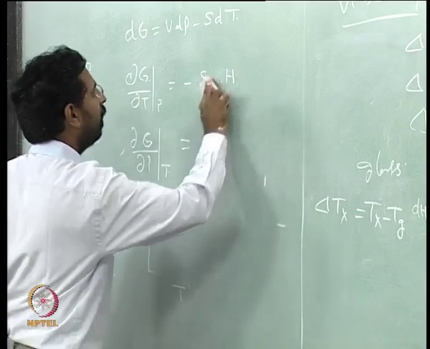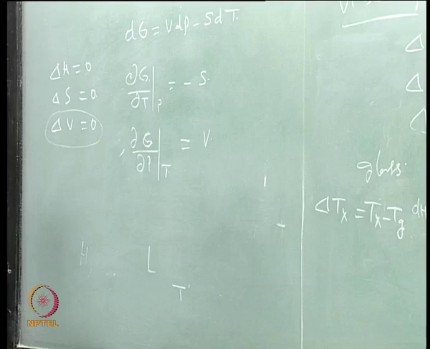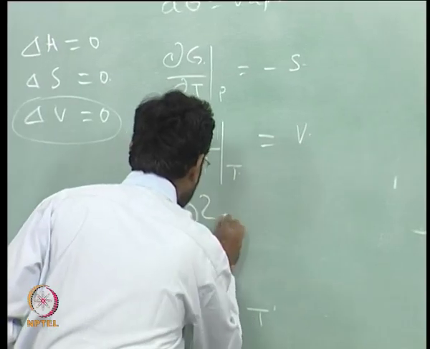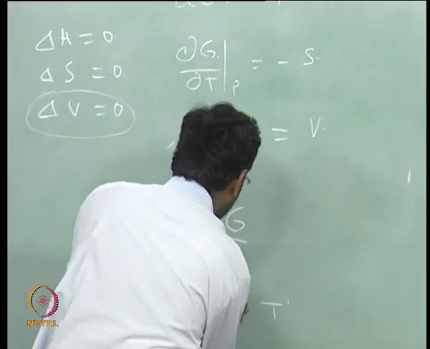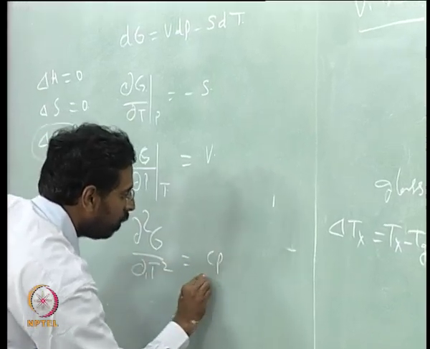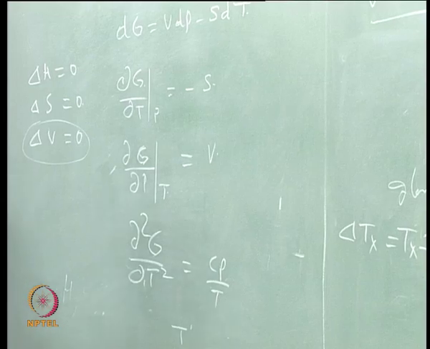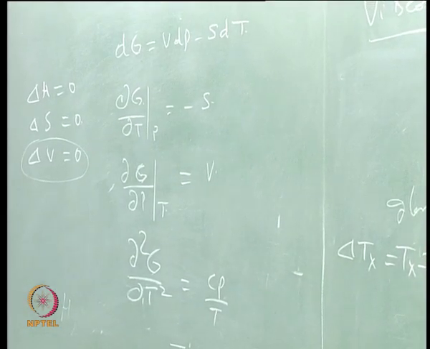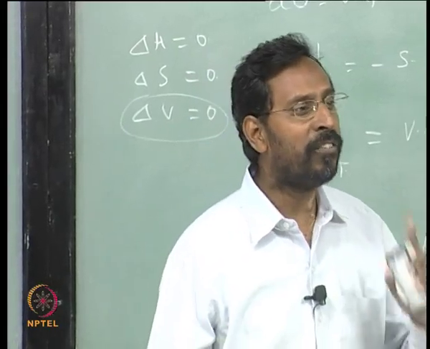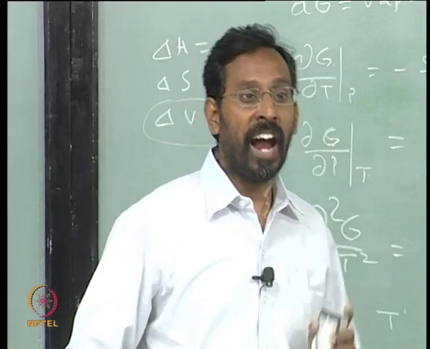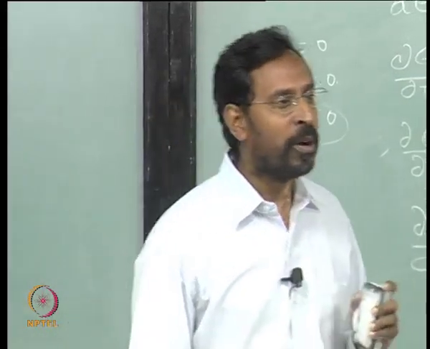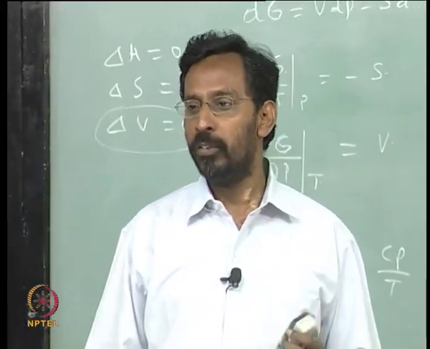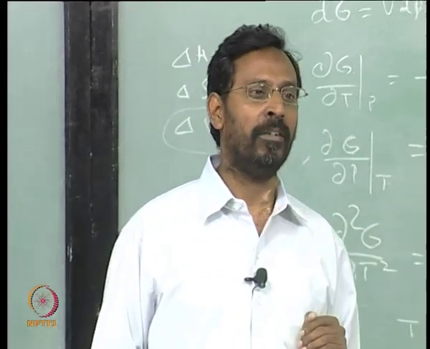If this is the first differential of free energy versus temperature, what is the second differential? Cp by T. So, del square G by del T square is actually Cp by T. So it is the Cp which becomes discontinuous. So the Cp of a glass is different from the Cp of the liquid at the transition temperature. If you really want to find out what this glass transition is, what property should I measure to see that there is actually a transition taking place.